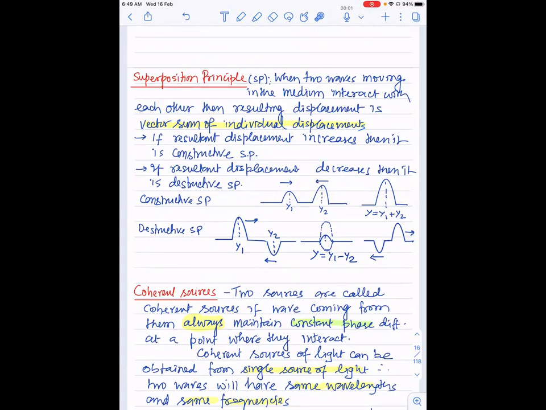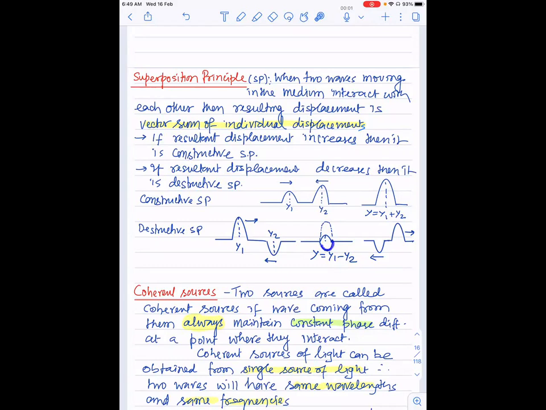Superposition principle: when two waves are interacting in the medium, their resultant displacement is the vector sum of the individual displacements. Here both are in the same phase, so it will be added up, called constructive superposition. Here, with opposite vibration, there will be subtraction and it becomes minus. Afterwards they will reappear also.